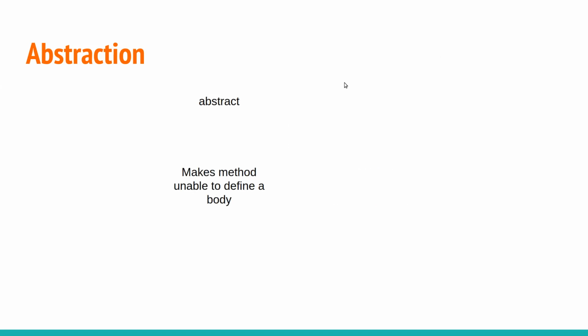There's just 2 words, and one of them will be familiar. So abstract means make a method unable to define a body, and override means overwrite the functionality of an abstract method. Okay. So I'll show you what this looks like in code, and hopefully that'll make more sense.